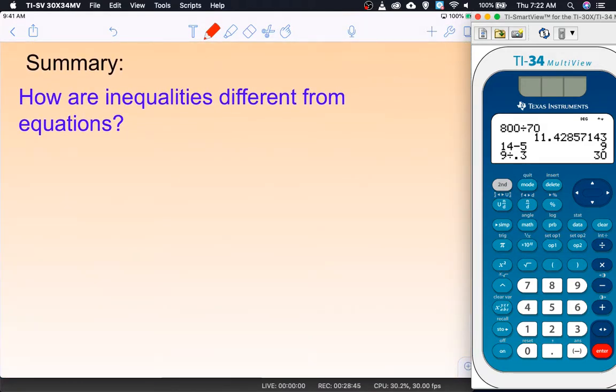Summary. So how are inequalities different from equations? Now that we've been through a few lessons on it, what are some of the differences between inequalities and equations? Go ahead and pause the video, think about it.